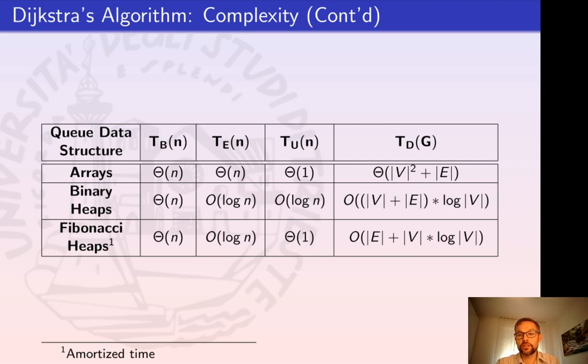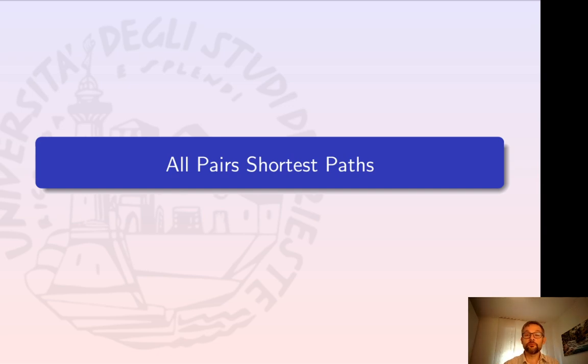Now let's move to something different. Right now we are able to solve the single source shortest path problem for a graph which does not have negative weights. There are other algorithms dealing with negative weights, but we are not going to see them. We are going to move to a different kind of problem, which is all pairs shortest paths.